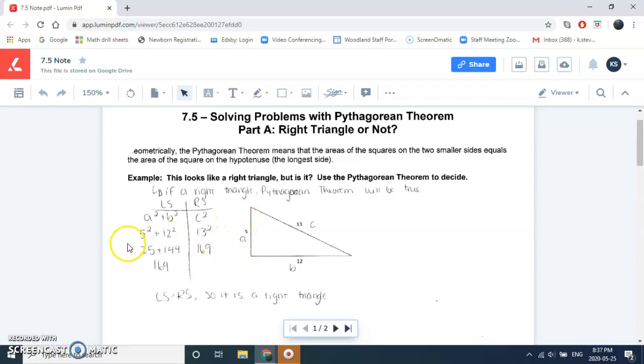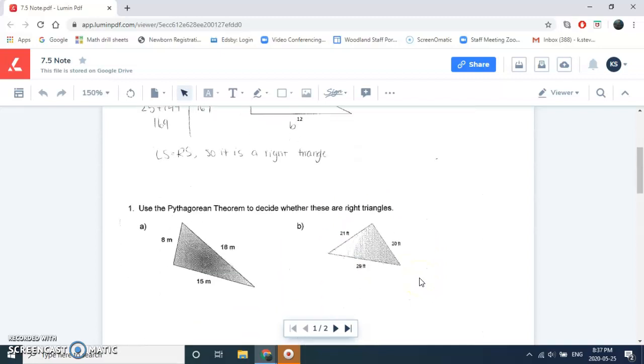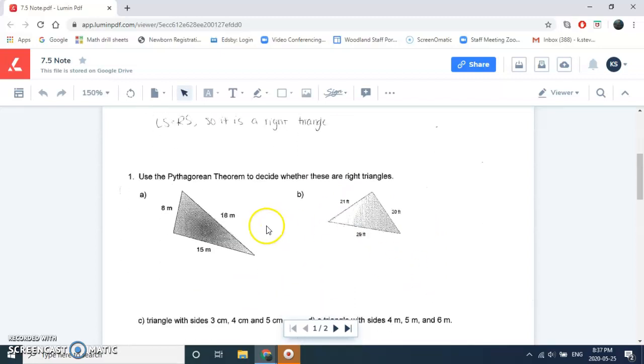Putting them out, 5 squared is 25, 12 squared is 144, and we get 169. Now in our calculator, if we did 13 times 13, remember it's not 13 times 2, we get 169, and we see that both sides are equal, so this is indeed a right angle triangle. You're going to use the same thing as you go through our questions, finding out if it is indeed a right angle triangle. Remember, the C will always be the longest side.